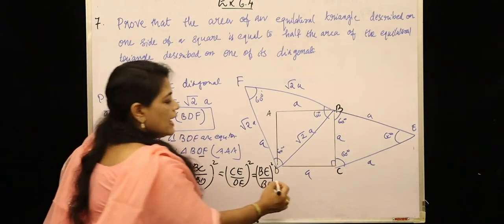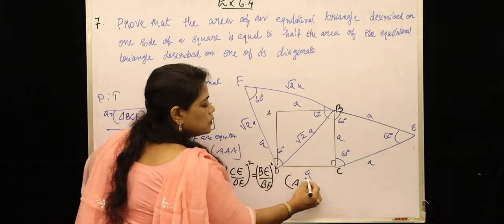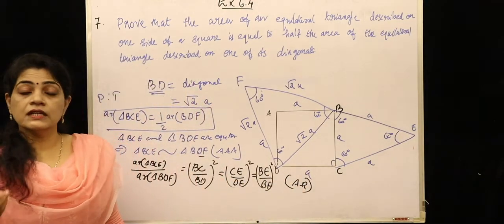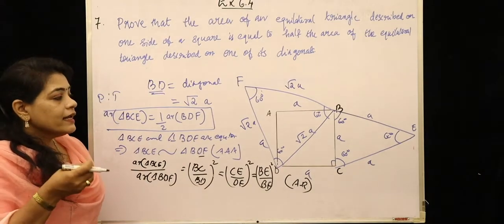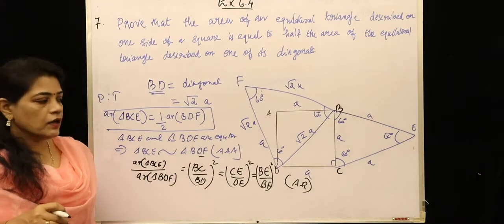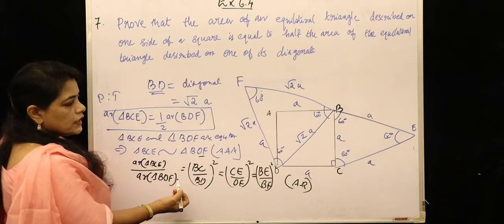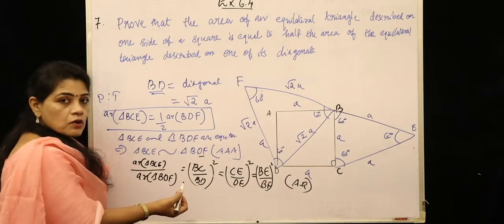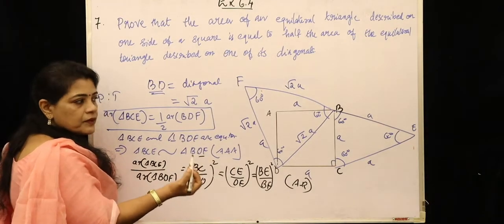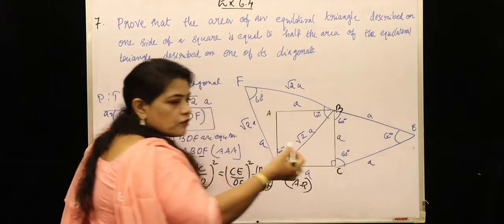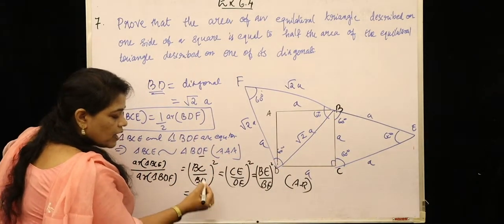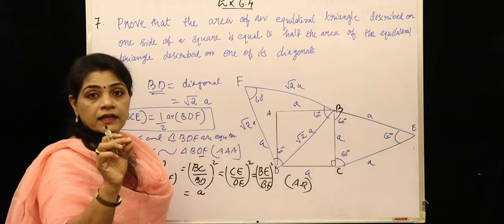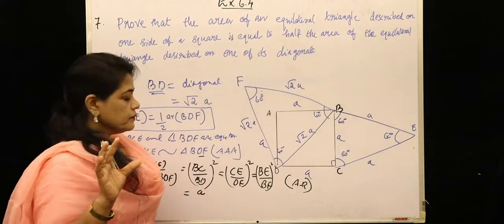This is by the area ratio theorem. Since these two triangles are similar, exactly which side do we need? We can substitute here. We know the value of BC. BC is the length of one side of the square, which we can mark as A. We have taken the square ABCD with side equal to A units.